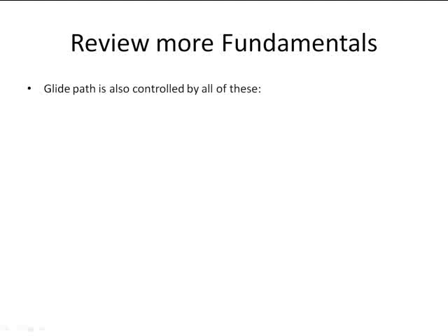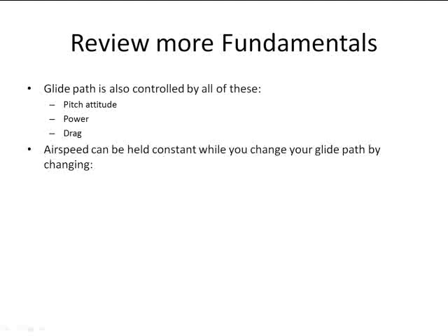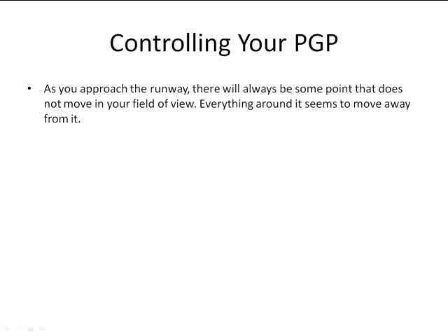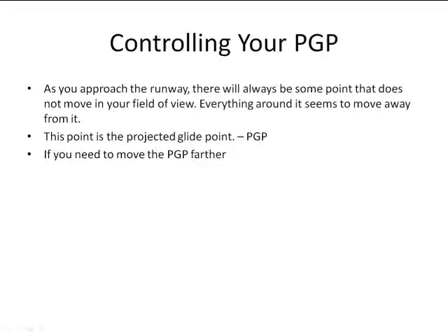Glide path is also controlled by all of these: pitch attitude, power, and drag. Airspeed can be held constant while you change your glide path by changing pitch and power or changing pitch and drag. You need to control your projected glide point. As you approach the runway, there will always be some point that does not move in your field of view. Everything around it seems to move away from it. This point is the projected glide point, the PGP.